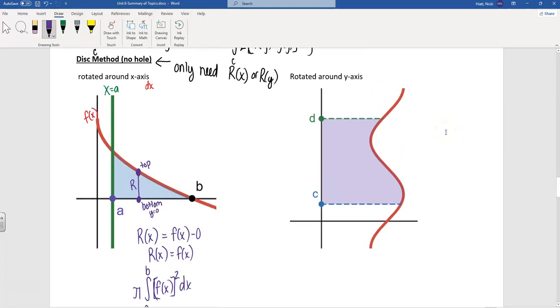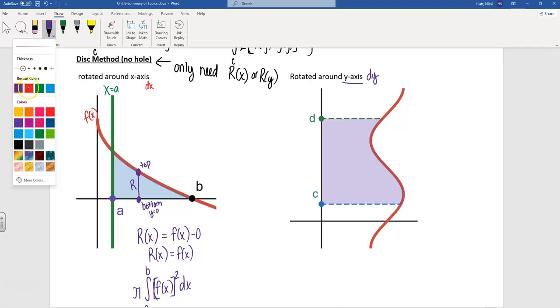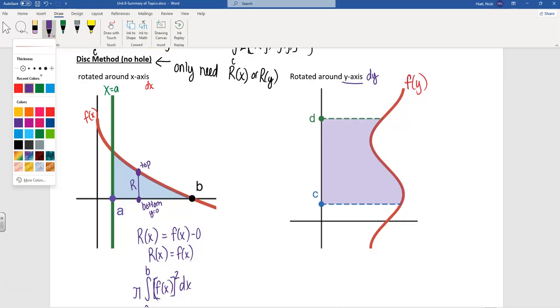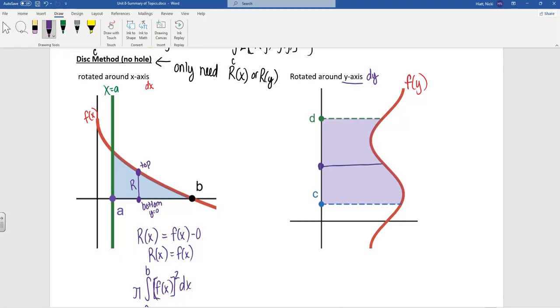All right, if we're rotating around the y-axis, then y-axis tells us that it's a dy problem, right? Which means that function right there needs to be f of y. So it's something like x equals sine y, not y equals sine x. If it's not solved for x, you've got to solve it for x, right? So you're thinking about doing a horizontal strip on these. Anything that's a dy problem, your little strip is horizontal. Whether it's the r or the s, it's horizontal.